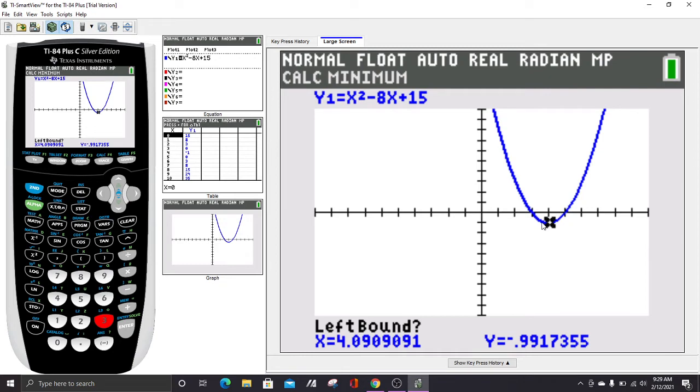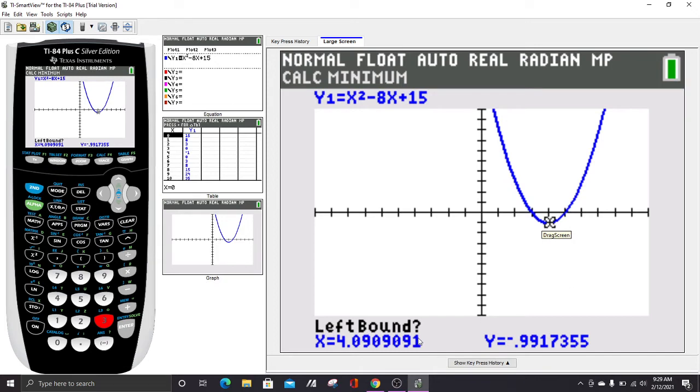I really recommend before you go to second trace that you put it where you think the vertex is. Now this is where people get confused. I can't just hit enter here. I have to tell the calculator where to look for this minimum because in different graphs there may be more than one minimum. And so we have to bound, or put boundaries around, the vertex or the minimum that we want it to look at.